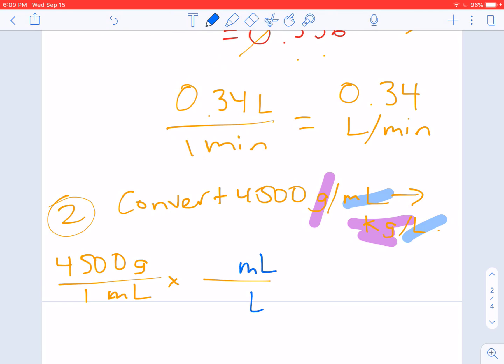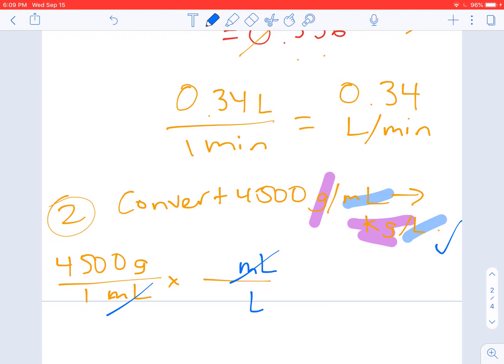Remember that liters is a base unit. It has no prefix with it, so I can do this in one step. If it had a prefix, I would have to go through my base unit first. So milliliters and milliliters are going to cancel out. I'm now left with grams per liter, okay? So I've got one of the units that I want.